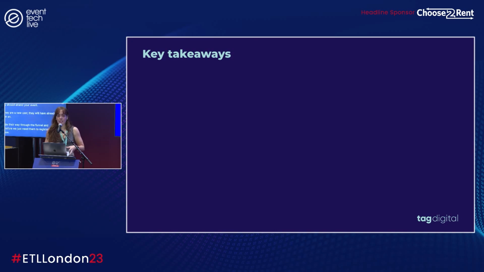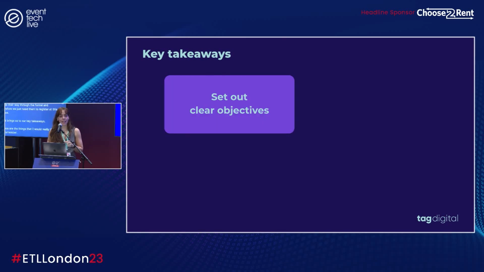This brings us to our key takeaways. These are the things that I would really like you to remember. First up, set out clear objectives. These will allow you to measure the overall success of your campaigns and ensure that all efforts are directed towards achieving specific outcomes, reducing confusion and aligning goals.